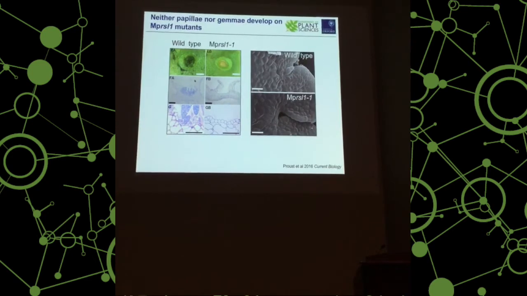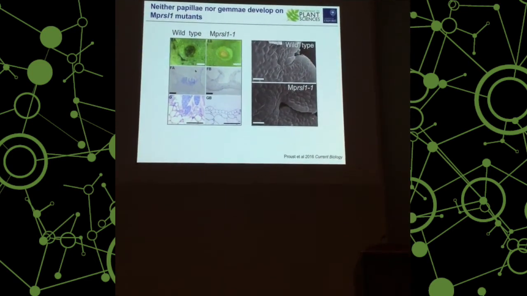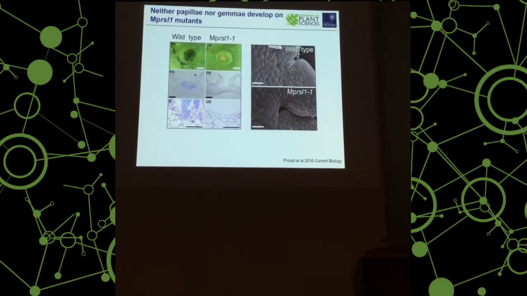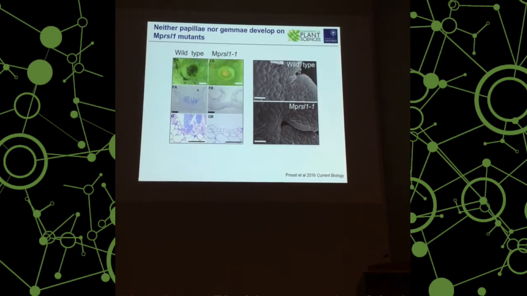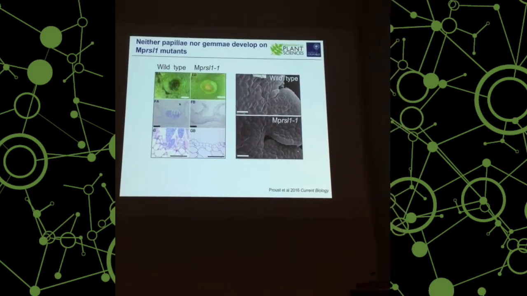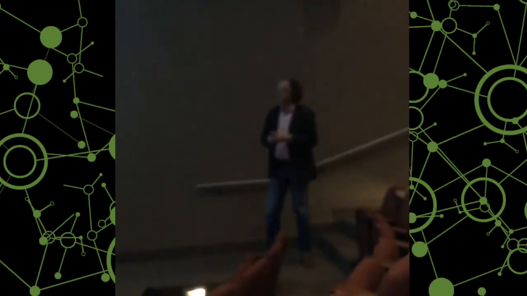So this led us to conclude that the RSL genes and the FRH1 microRNA are not rhizoid specific, but actually what they're controlling is the formation of outgrowths from specialized epidermal cells. And then those outgrowths can either grow in the absence of cell division and form rhizoids, or they can grow in the presence of cell division and form these multicellular structures such as papillae and the gemmae.